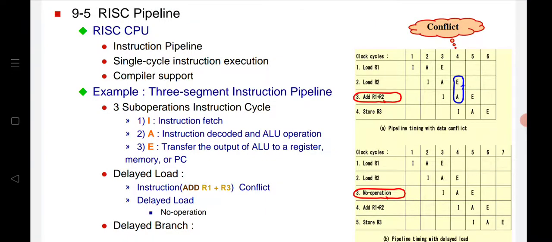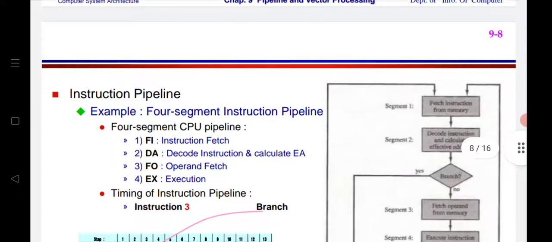Coming to the RISC pipelining concept: an instruction pipeline, single cycle instruction execution, and compiler support. In a three segment instruction pipeline, I have a three sub-operation instruction cycle. I is instruction fetch, A is instruction decode and ALU operation, and E is transferring the output of the ALU to the register, memory or PC. Now we are going to see how the conflict occurs.